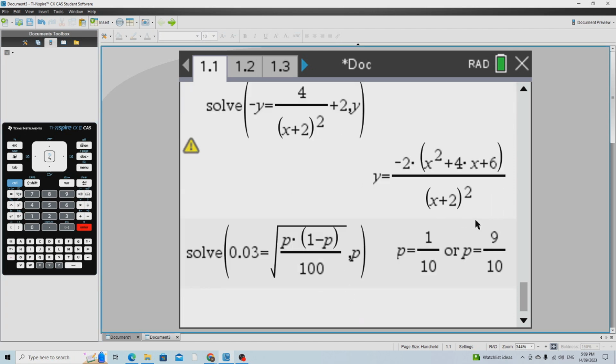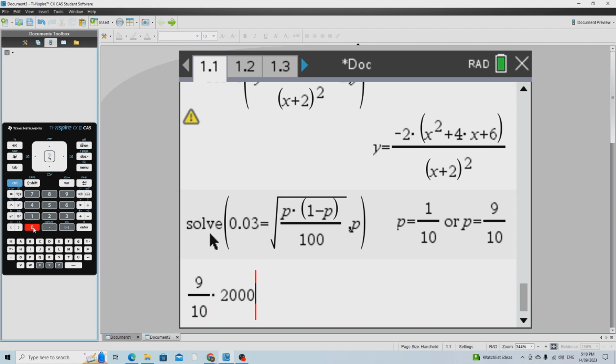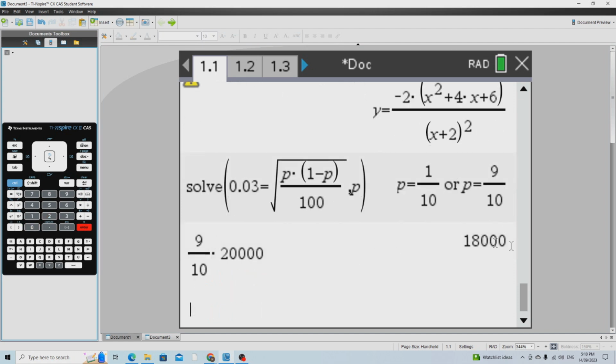Okay, we get two values, but be careful. Here we're dealing with blue marbles, and we know that there are more blue marbles than red marbles. So the only right answer would mean that this one here is a high number. So this one over here, we multiply it by the 2,000 to find the actual number, which is 18,000.